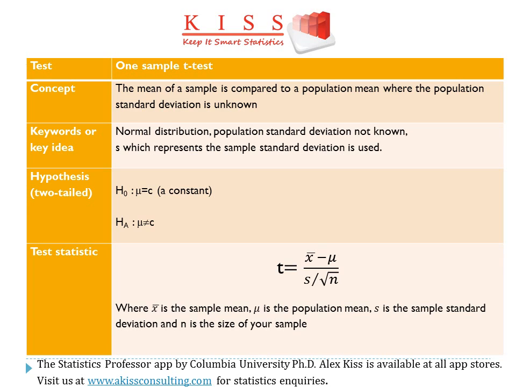The hypothesis is that H0, the null hypothesis, is that mu, the mean, equals C, some constant, compared to the alternate hypothesis HA, mu is not equal to C. The test statistic is T equals x bar minus mu divided by S over the square root of n. X bar being the sample mean, mu being the population mean, S the sample standard deviation, and n the size of the sample.